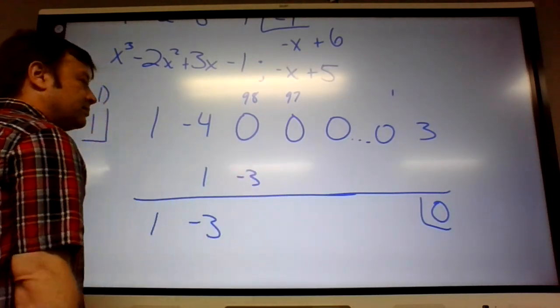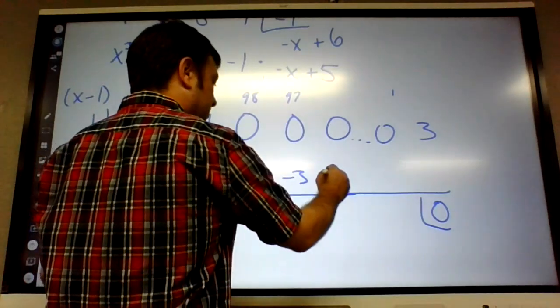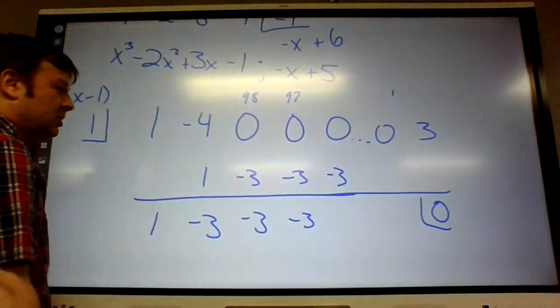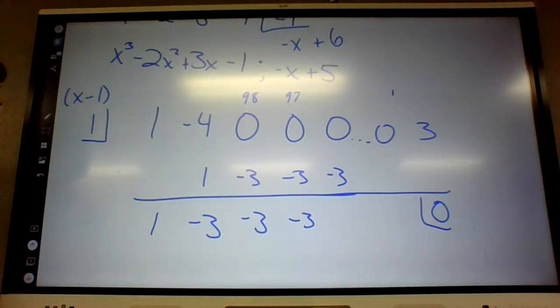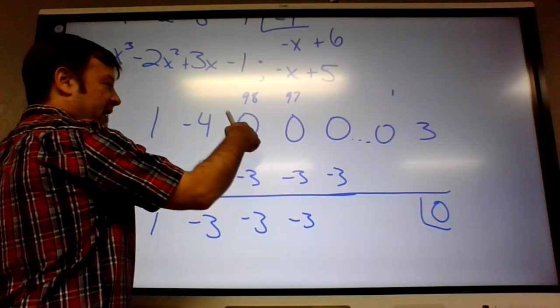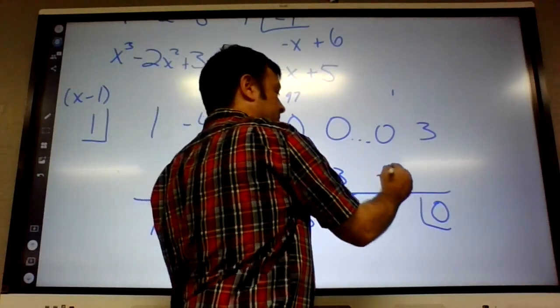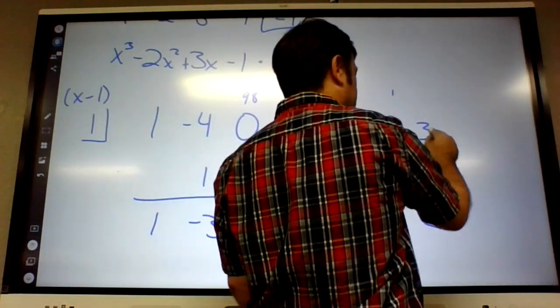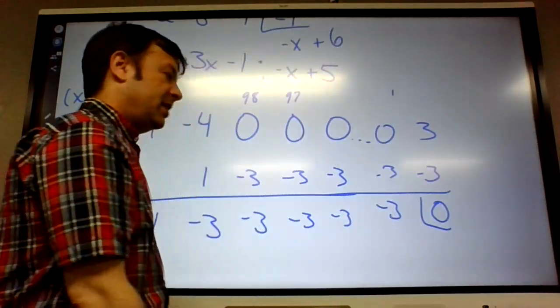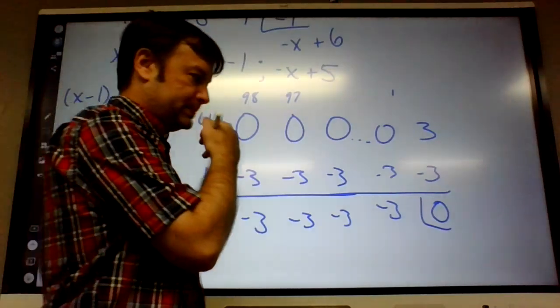Because we're multiplying by 1, you can see there's kind of a pattern here. Adding zero and multiplying by one is not changing all these, right? So until you get to the end where you add and it is a zero. So is x minus one a factor? Yes. Yes.